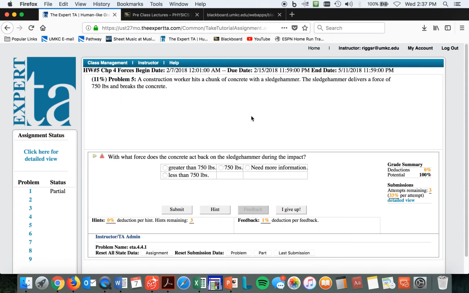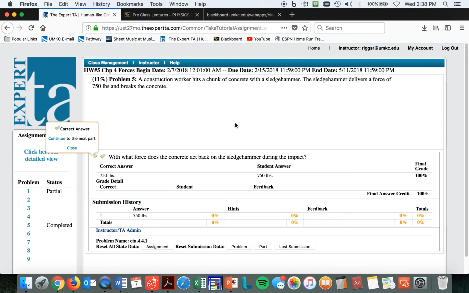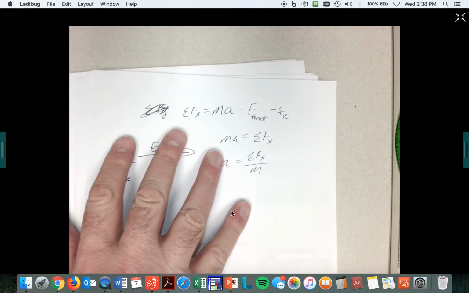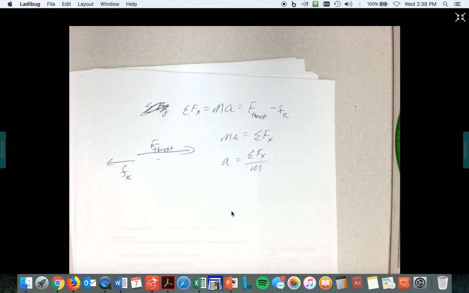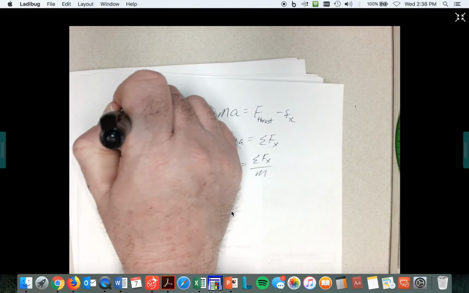The construction work, oh, we didn't talk about for every action there's an equal and opposite reaction. I just said it wrong. For every action, there's a reaction in the opposite direction. Now you might be thinking, so of course this is going to be 750. Duh. I mean, we just know that. But here's the big idea. This is problem 1, 2.